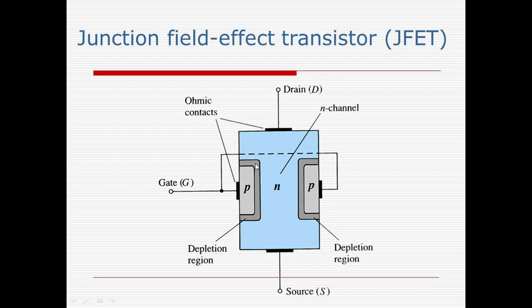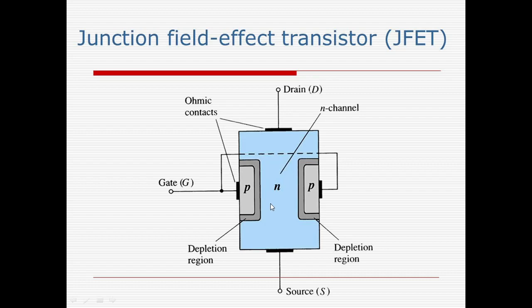The depletion region, as we know, is void of any charged carriers. The width of the depletion region is controlled by the voltage applied between gate terminal and the source terminal. Now, if the width of the depletion region is increased gradually, as we can see, the gap between these two P-type materials will gradually decrease. That means the channel formed between these two P-type materials will gradually reduce.